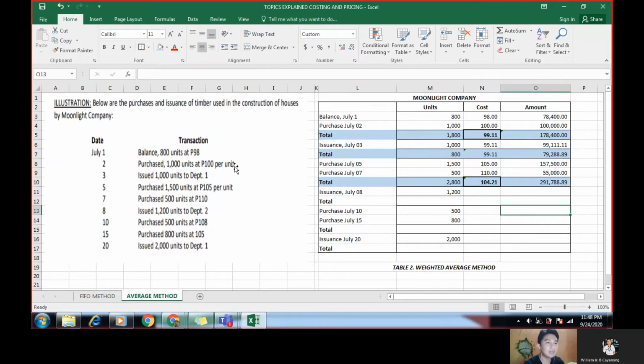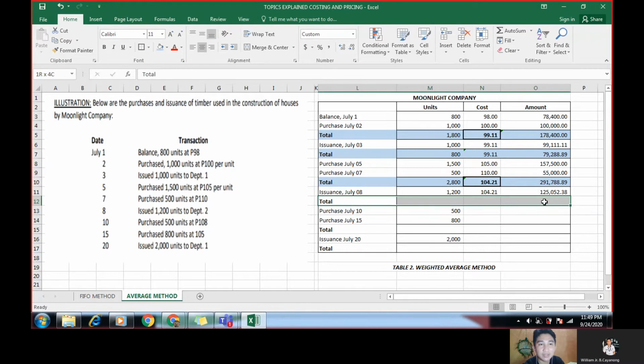Okay. So next tayo, on July 8, merong issuance na 1,200, meaning mababawasan na naman yung inventory natin. So gagamitin na naman siya ni Department 2. So alam na natin yung bagong price niya, 104 pesos and 21 centavos. So pwede lang natin siyang i-link. Okay, kung ayaw nyo mag-link, pwede nyo i-encode manually. So multiply natin yung 1,200 times 104.21. Okay, so total na tayo.